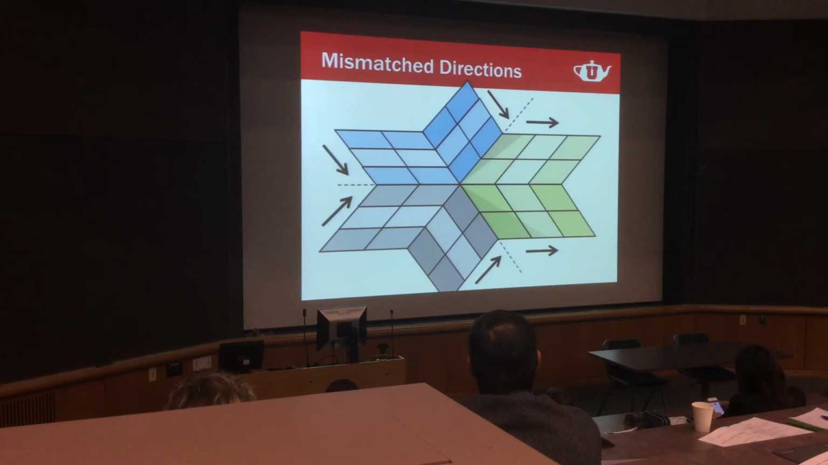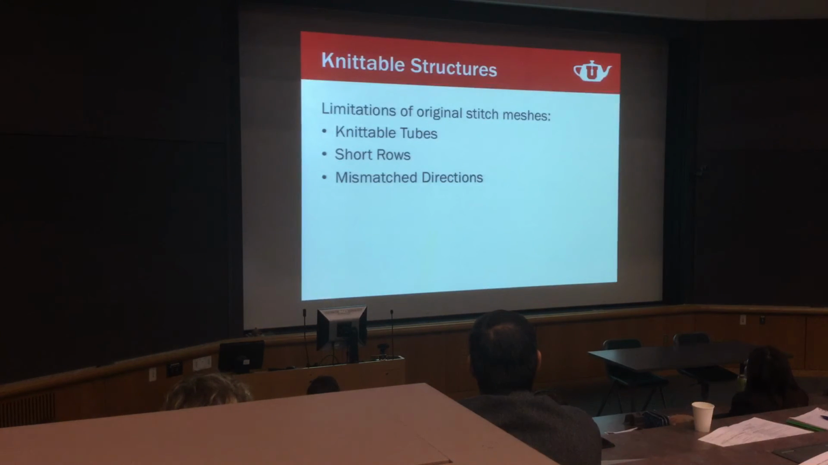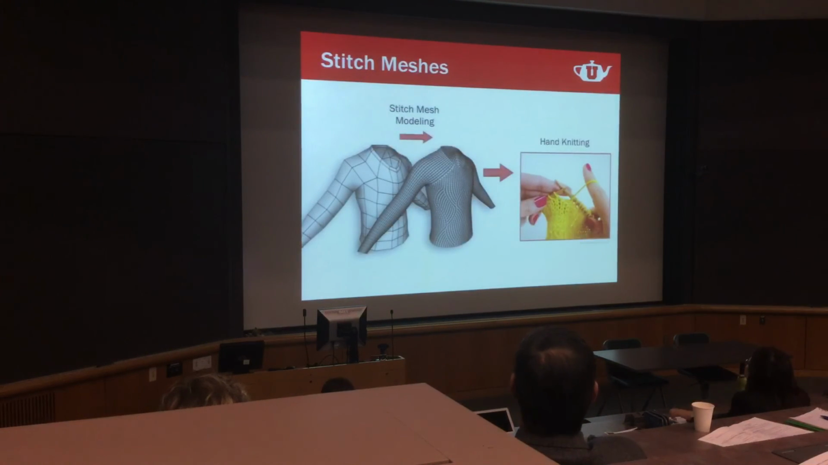We can handle this case, as we discussed earlier, but we can also do something else. We can select one of the existing rows to serve as the special connecting row, and the yarn that connects to this row is merely used for the bind-offs. So these are the three important limitations of the original stitch meshes for generating knittable structures that we identified and addressed. Thus, we believe that we can now use stitch meshes for generating knittable structures.